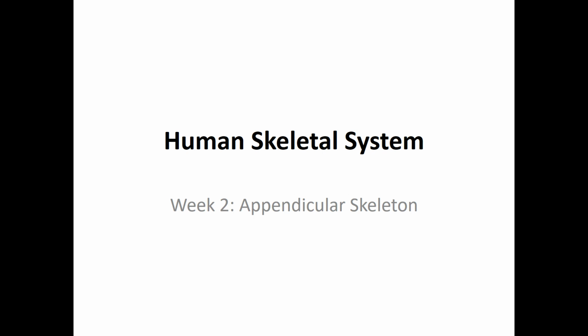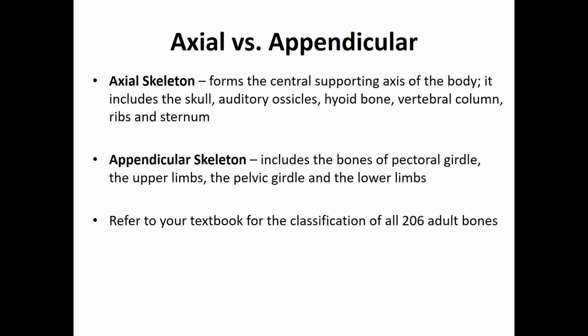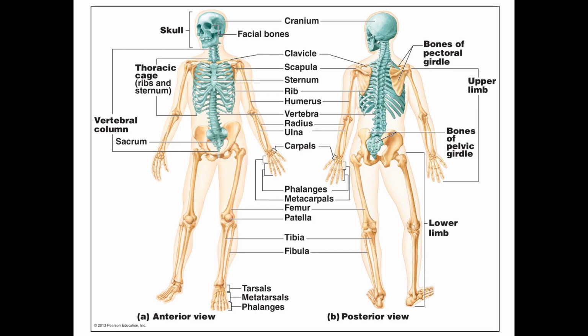In this video, we're going to preview your activities for week 2 of the human skeletal system, where we cover the appendicular skeleton. As a review, the appendicular skeleton includes the bones of the pectoral girdle, the upper limbs, the pelvic girdle, and the lower limbs. Again, we saw the appendicular skeleton here highlighted by the yellow or the cream-colored bones.